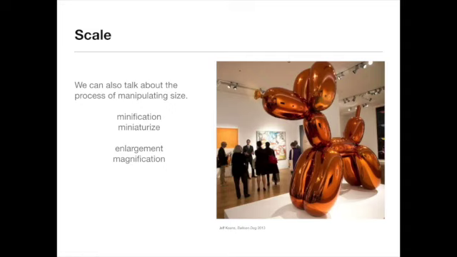But here we see the process of enlargement, right? We take something that is small and we make it bigger. So we can enlarge something, but we can also magnify something, right? So something that goes under a microscope, we can see something that is not visible to the human eye. And on the opposite side, we have that idea of minification or making something miniature and reducing the object's size or scale in order to make it fit in your pocket, so to speak.